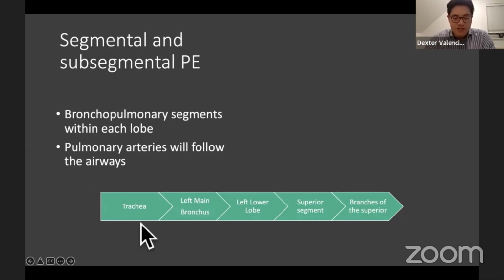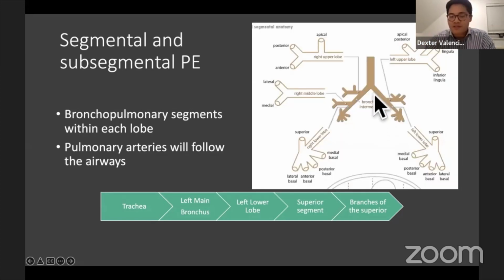If we start with the trachea, imagine we have the trachea. It divides and goes into the right and the left. So let's take the left route. If we go down the left main bronchus, it's going to divide again, going into the upper lobe and the lower lobe. So let's take the lower lobe. We're going to go down here.